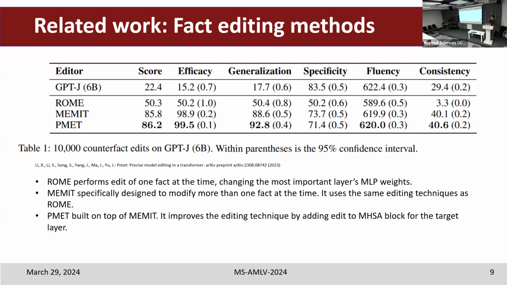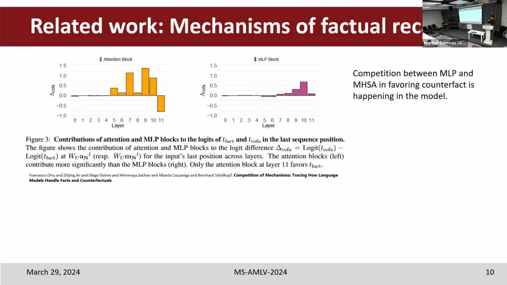So this table is taken from the PMAT paper. You can check it. But take a look at the generalization and specificity columns. Generalization stands for the share of the paraphrased prompts that should generate the edited knowledge. And you can see the score is high. So the editing method really works. But specificity stands for the share of the neighborhood prompts that shouldn't be changed by the edit. And those values are not so high. So existing editing methods succeed in editing the fact, but they also screw up a bit the overall model knowledge.